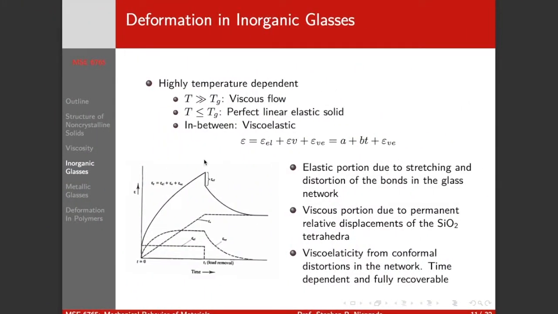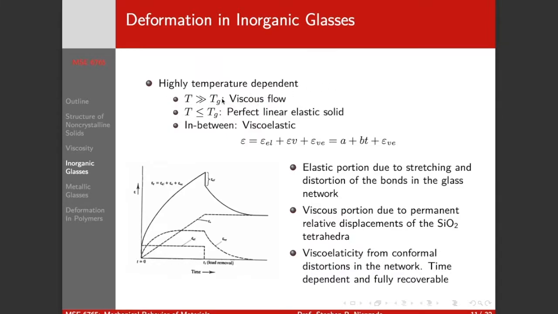Okay, welcome back to part 2. So I'll talk about deformation in inorganic glasses and metallic glasses. The important thing to remember is the behavior is going to be strongly temperature dependent. Right? So if the temperature is significantly above the glass transition temperature, you're going to have viscous plastic flow.